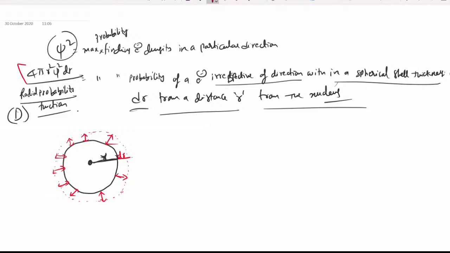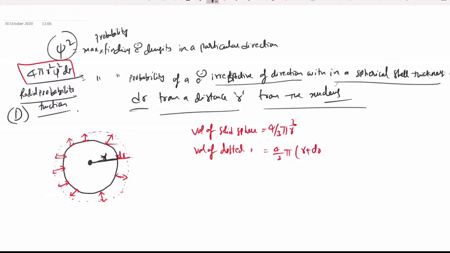Sir, why did you write 4 pi r square dr? Why did I write that? Why do you write this only for this thickness probability? I will prove that also. The volume of a solid sphere is how much? 4 by 3 pi r cube. What is the volume of the bigger sphere? 4 by 3 pi into r plus dr cube. Understood my point?